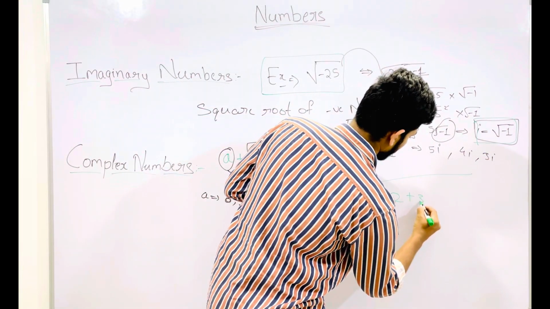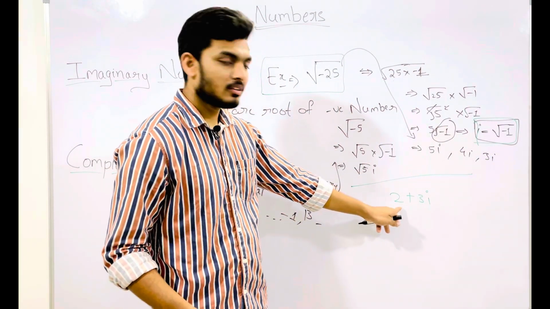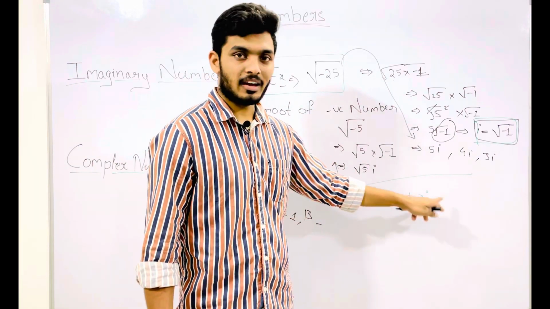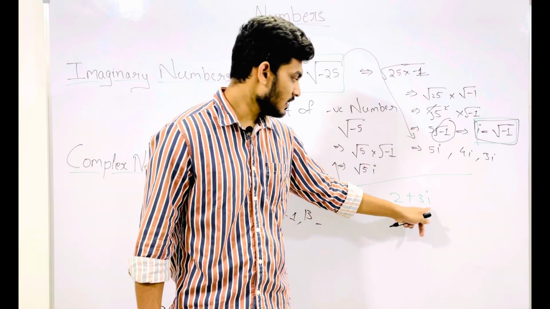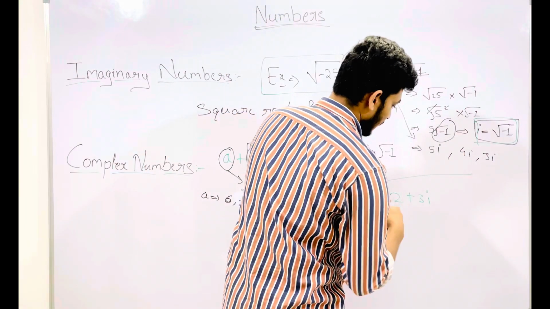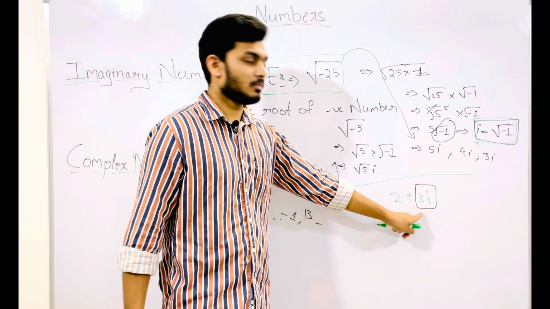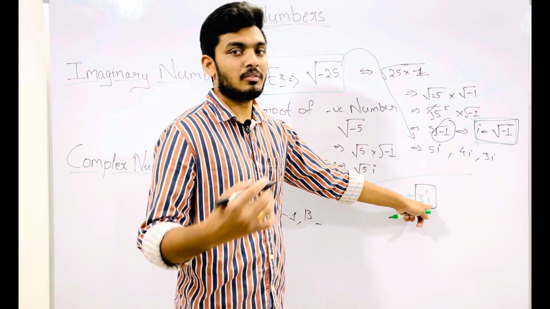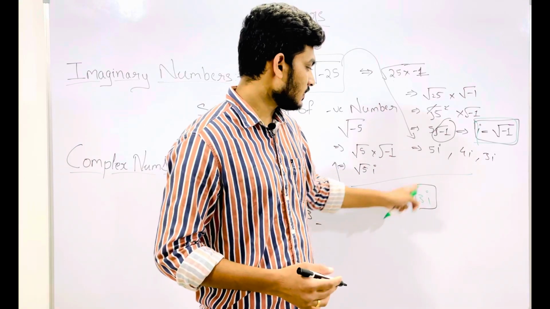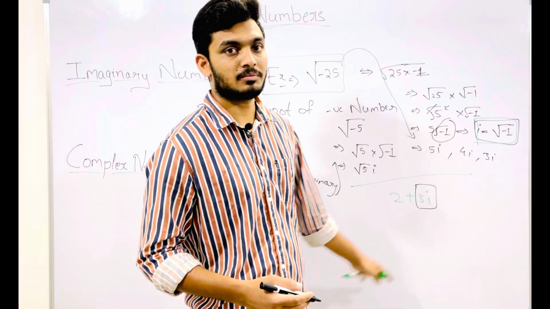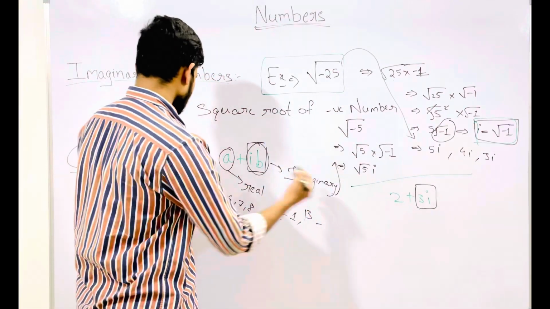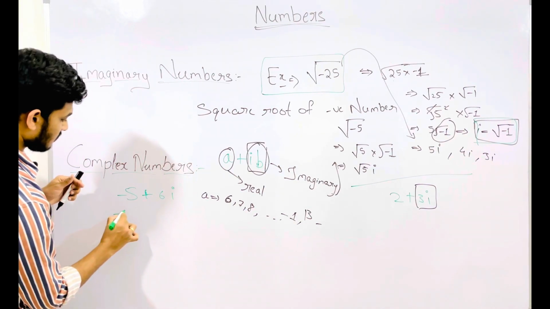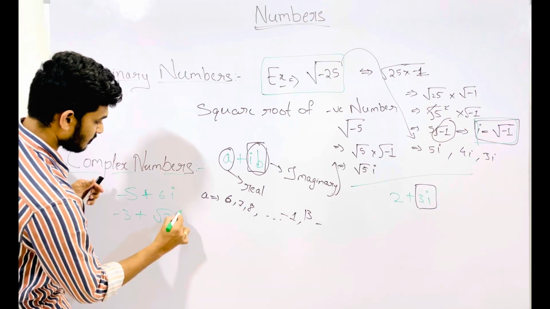Suppose 2 plus 3i. Here the real part is 2, whereas the imaginary part is 3i. I am saying 3i, not 3. 3 is a real number, but 3i is an imaginary number, so we should say the entire unit. The imaginary number has a real factor and the part root over minus 1, so the entire thing should be called an imaginary number. So it's a real number plus an imaginary number. Similarly, other examples include minus 5 plus 6i, minus 3 plus root 7 i, and so on.